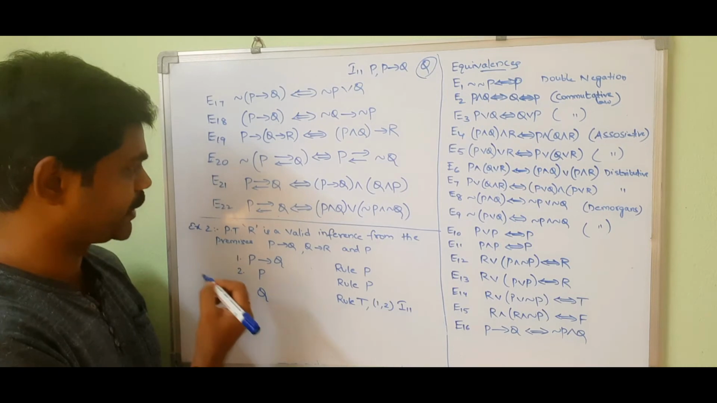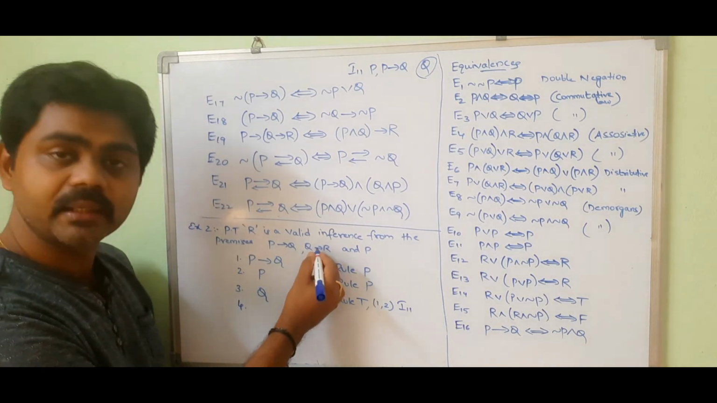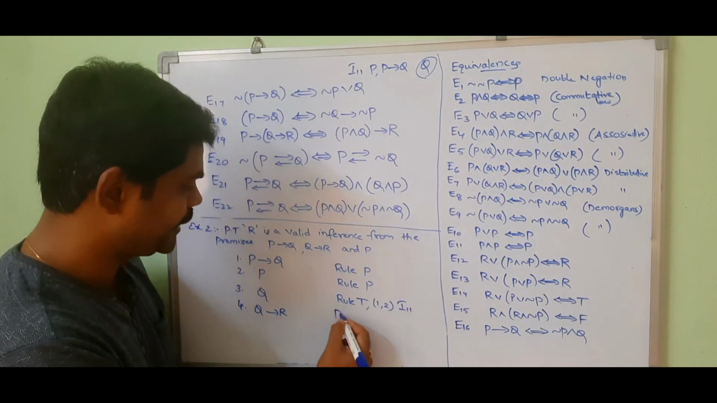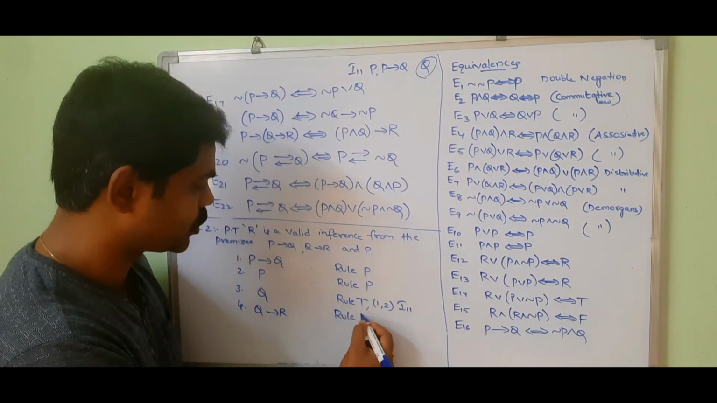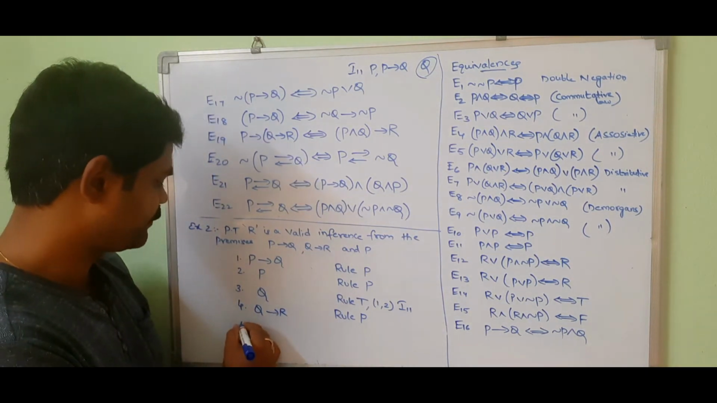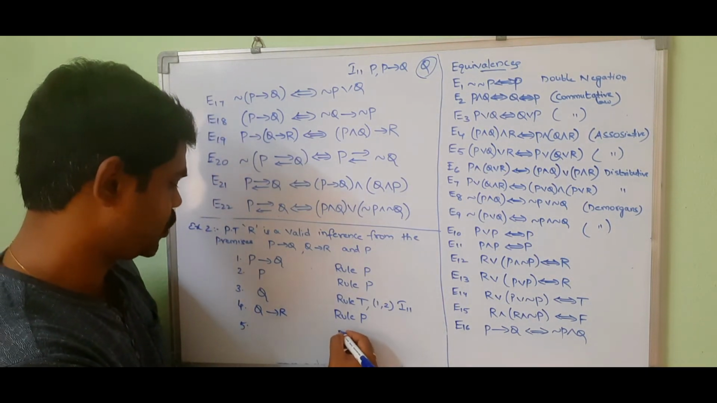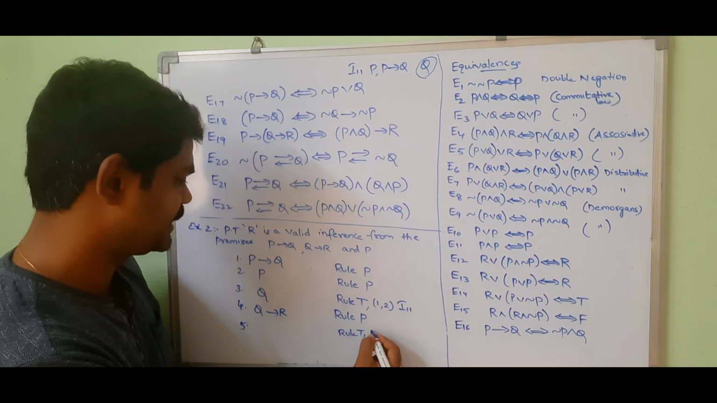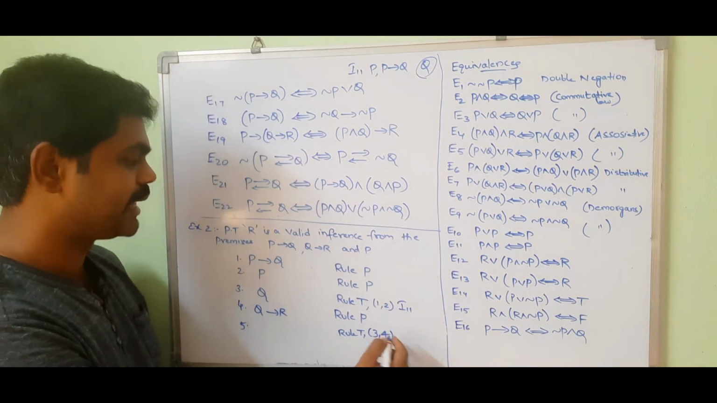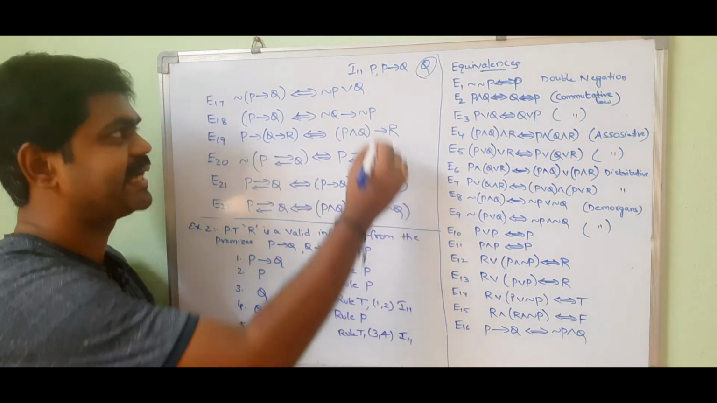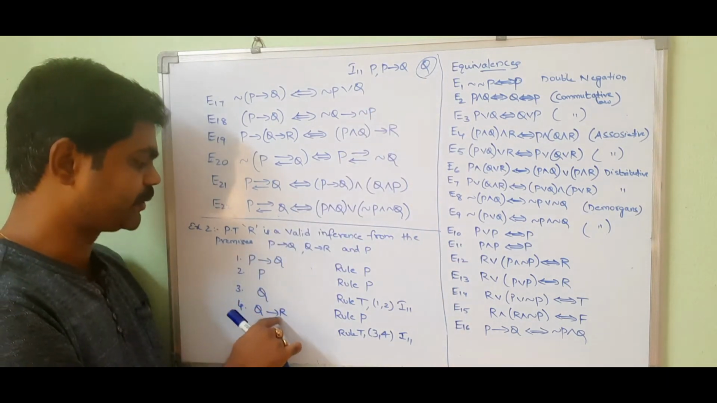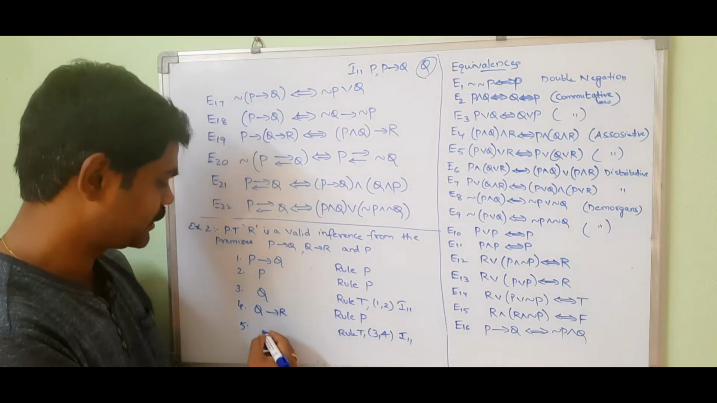And coming to the fourth one, I have Q tends to R. So this is rule P. You can take it at any position, right? So rule P. So again we have Q tends to R. So the fifth one is rule T comma 3 comma 4 and I11 again. So what is I11? P comma P tends to Q will get Q. Q comma Q tends to R will get R.